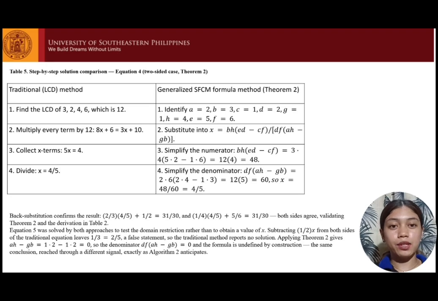And again, back substitution confirms both sides of the original equation equal 31 over 30. What's worth pointing out here is that equation 4 has twice as many denominators to deal with as the one-sided equations. Yet the SFCM approach still required only a single substitution. The generalization didn't add computational burden even though the equation itself got structurally more complex.